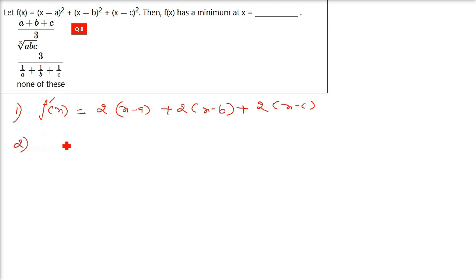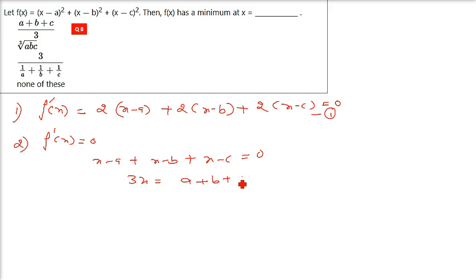Now the second thing will be what? The second thing is equating this to 0. f dash x has to be equal to 0. So once you equate it to 0, you can just divide either side, left hand side and right hand side, by 2. So we'll get this x minus a, x minus b, x minus c added. So this first equation, equated to 0 and divided by 2, we get x minus a plus x minus b plus x minus c equals 0. This becomes 3x equals a plus b plus c. So this will give you x equals a plus b plus c divided by 3. Now, are you getting the answer? Yes. The first one is the x.